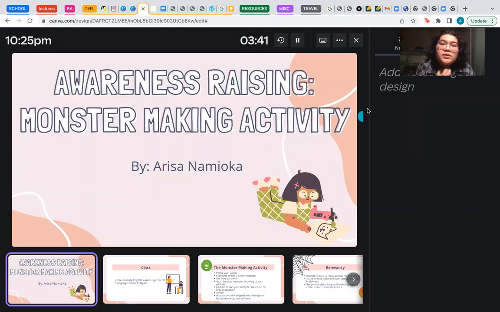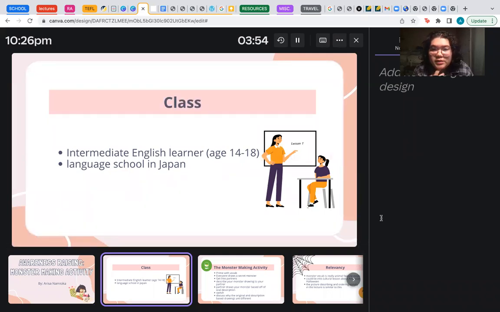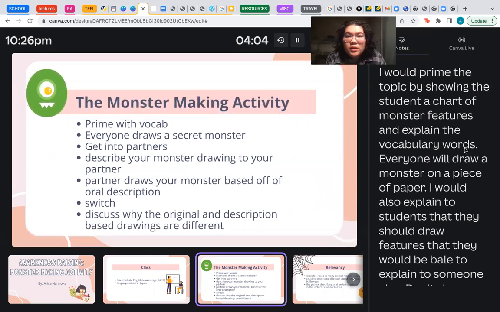Hello, so this is my awareness raising activity, which I'm calling the monster making activity. My class is going to be intermediate English learners from the ages of 14 to 18 that attend a language school in Japan. Okay, so this is my monster making activity.